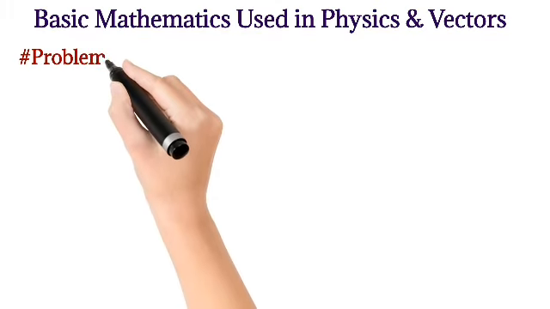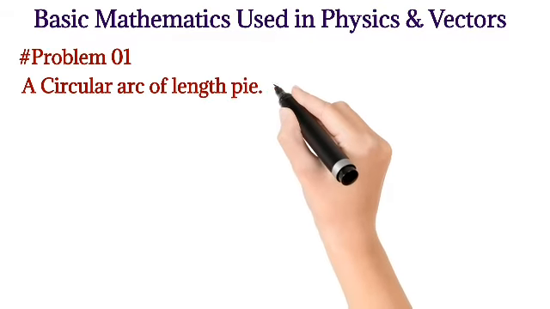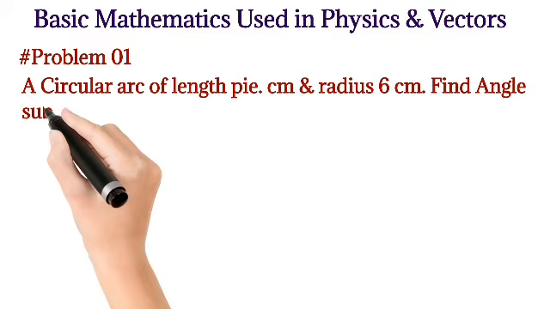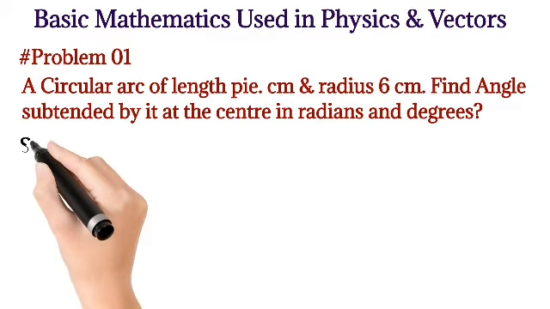Based on this topic, let's have the first numerical: a circular arc is of length pi centimeter and radius 6 centimeter, and we have to find the angle subtended by it at the center in radians and degrees. Okay, so let's start the solution.